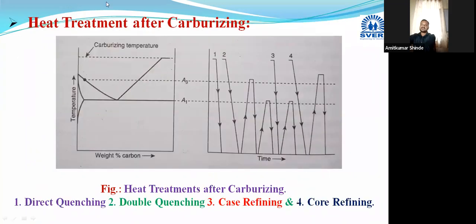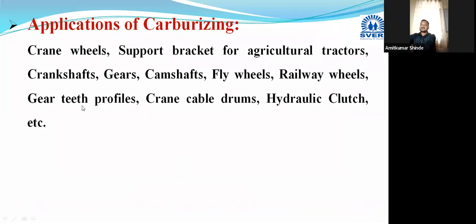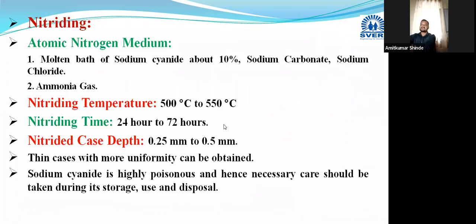As carburizing requires quenching, four types of quenching are required after carburizing, depending on the type of steel: direct quenching, double quenching, and case refining or core refining. Then these are the applications of carburizing. We can do carburizing on crane wheels and support brackets for agricultural tractors, crankshafts, gears, camshafts, flywheels, railway wheels. There are a number of applications like this.